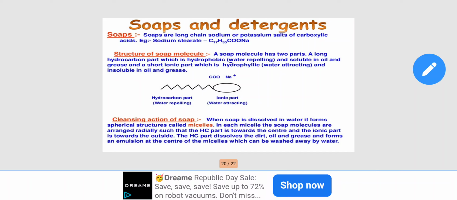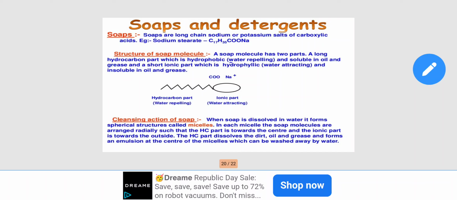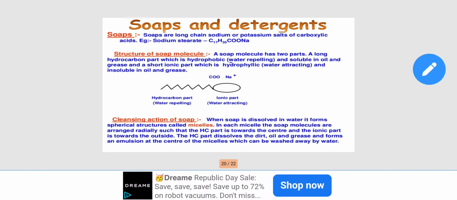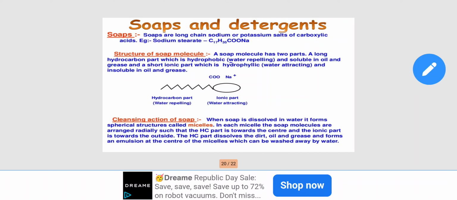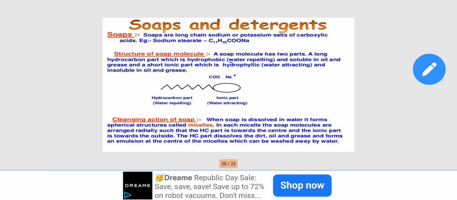Structure of soap molecule. A soap molecule has two parts. A long hydrocarbon part which is hydrophobic, meaning water repelling and soluble in oil and grease, and a short ionic part which is hydrophilic, meaning water attracting and insoluble in oil and grease. You can see this diagram also.